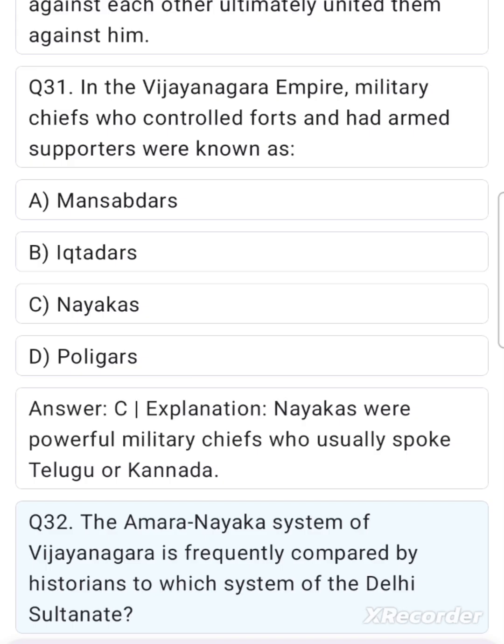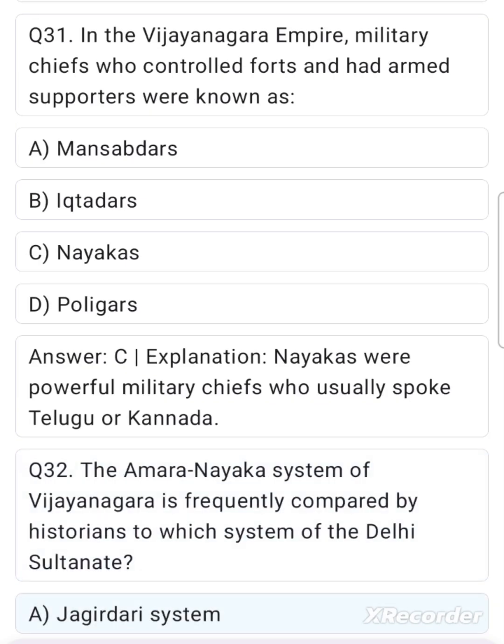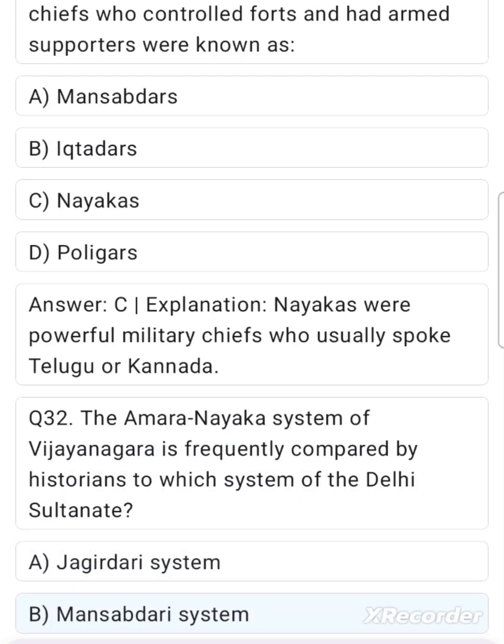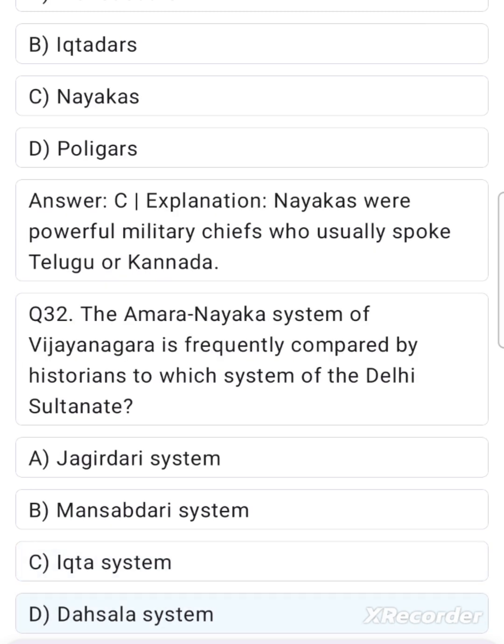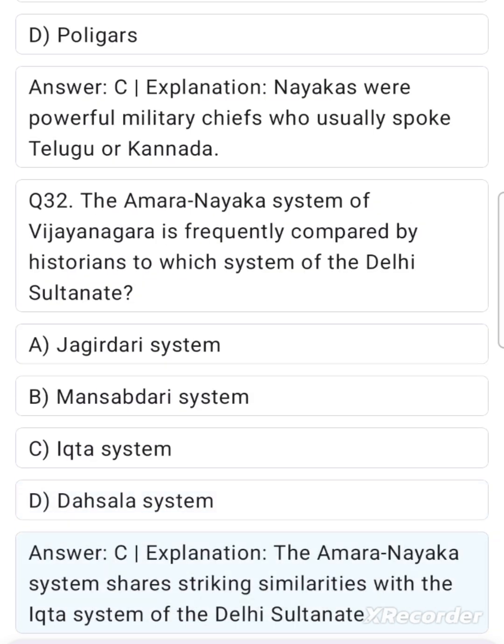Q32. The Amara-Nayaka system of Vijayanagara is frequently compared by historians to which system of the Delhi Sultanate? A. Jagirdari system. B. Mansabdari system. C. Ikta system. D. Dehsala system. Answer. C. Explanation. The Amara-Nayaka system shares striking similarities with the Ikta system of the Delhi Sultanate.